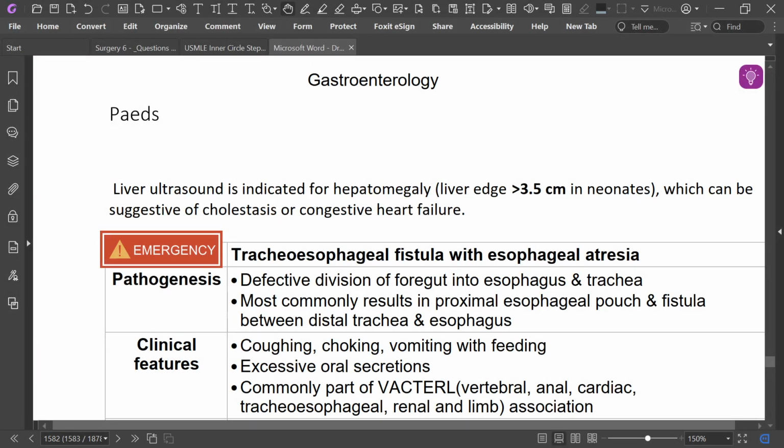Okay, now we know that liver ultrasound is indicated for hepatomegaly if liver edge is more than 3.5 centimeter in neonates, which can be suggestive of cholestasis or CHF.